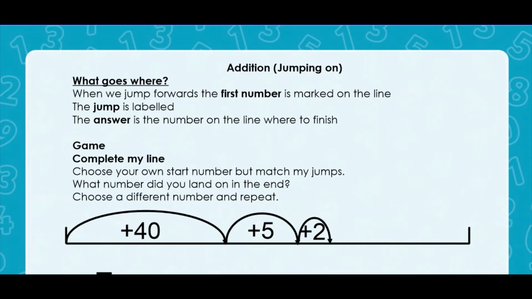We're going to do a little game now, thinking about where our numbers go on our number line. I want you to complete my line. You can choose your own start number, but I want you to match my jumps. I want to find out what number you landed on in the end. Write it down. I want you to choose a different number and repeat.